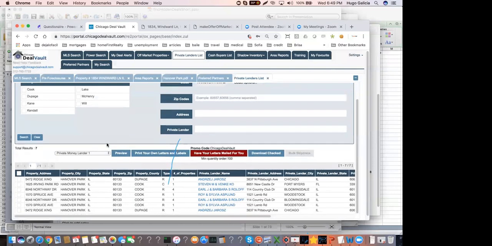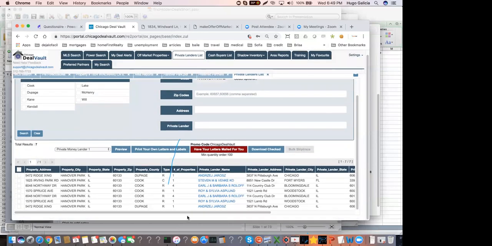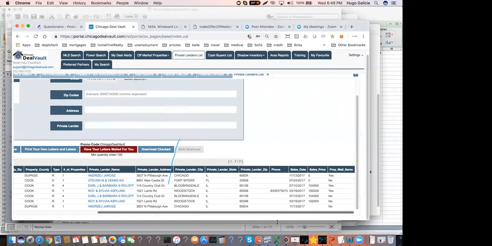So we found 7 private money lenders in Hanover Park, okay? On the left-hand side are the properties that were financed by these individuals. These individuals have financed these properties to investors like yourself. And on the right-hand side, we have the mailing information for these private money lenders.